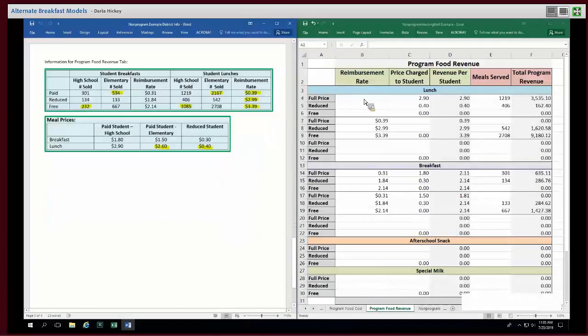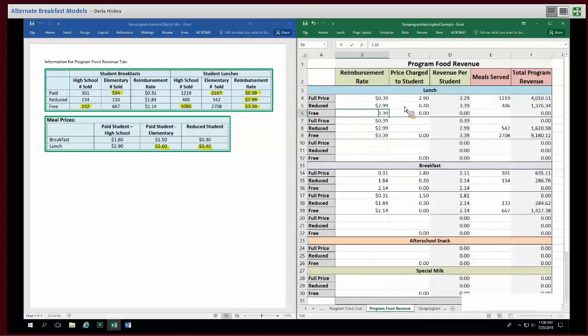In this example district, our reimbursement rates are over here for breakfast and here for lunch. So we're starting out with lunch, and we have 2 different price points. I'll put the high school reimbursement rates here and the elementary here, and they're getting the same reimbursement rates at both schools. So I'll put full is 39 cents, reduced is $2.99, and free is $3.39.